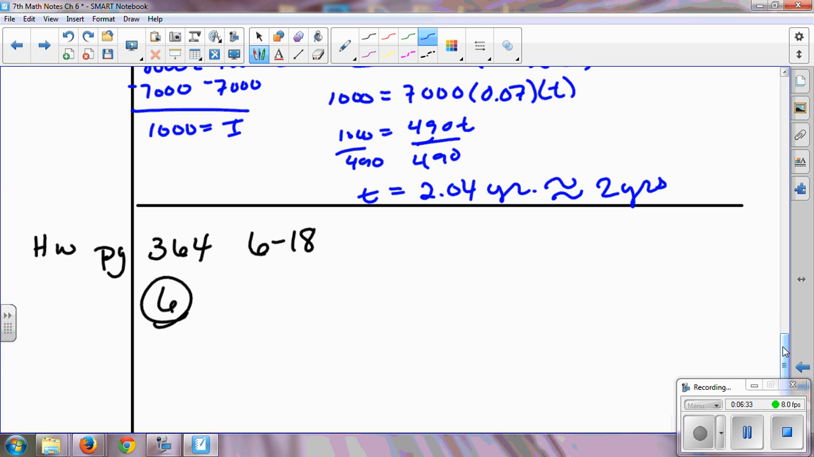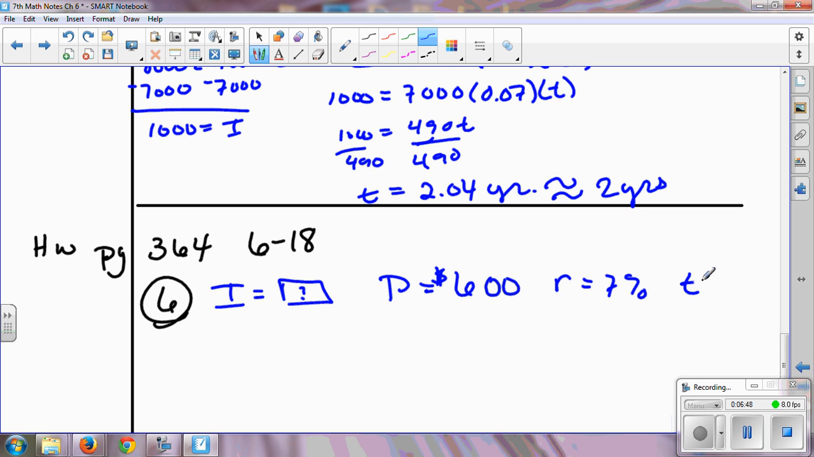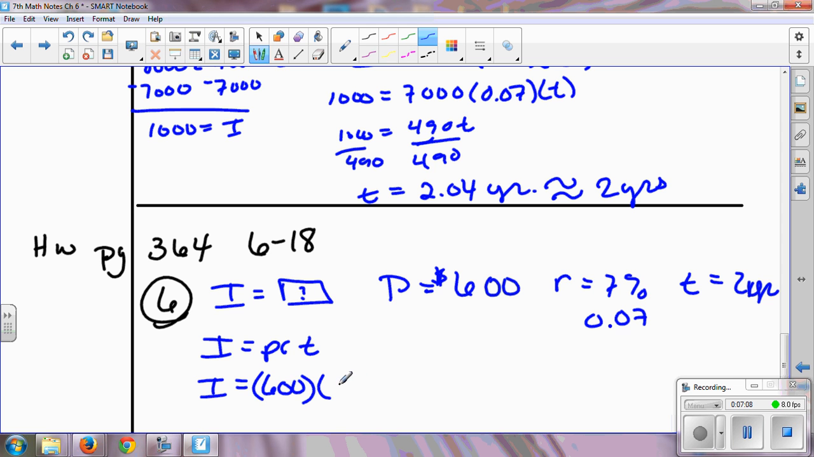So our homework is on page 364, 6 through 18, starting with number 6. They have I equals a box, so that means that's what we're looking for. P equals 600, R equals 7%, T equals 2 years. I'm going to go ahead and change this rate over to a decimal because that's the first thing I have to do. I'm going to write down my equation, I equals PRT. I'm looking for I, so I just leave it here. My principal is 600 times my rate of 0.07 times my time of 2 years.